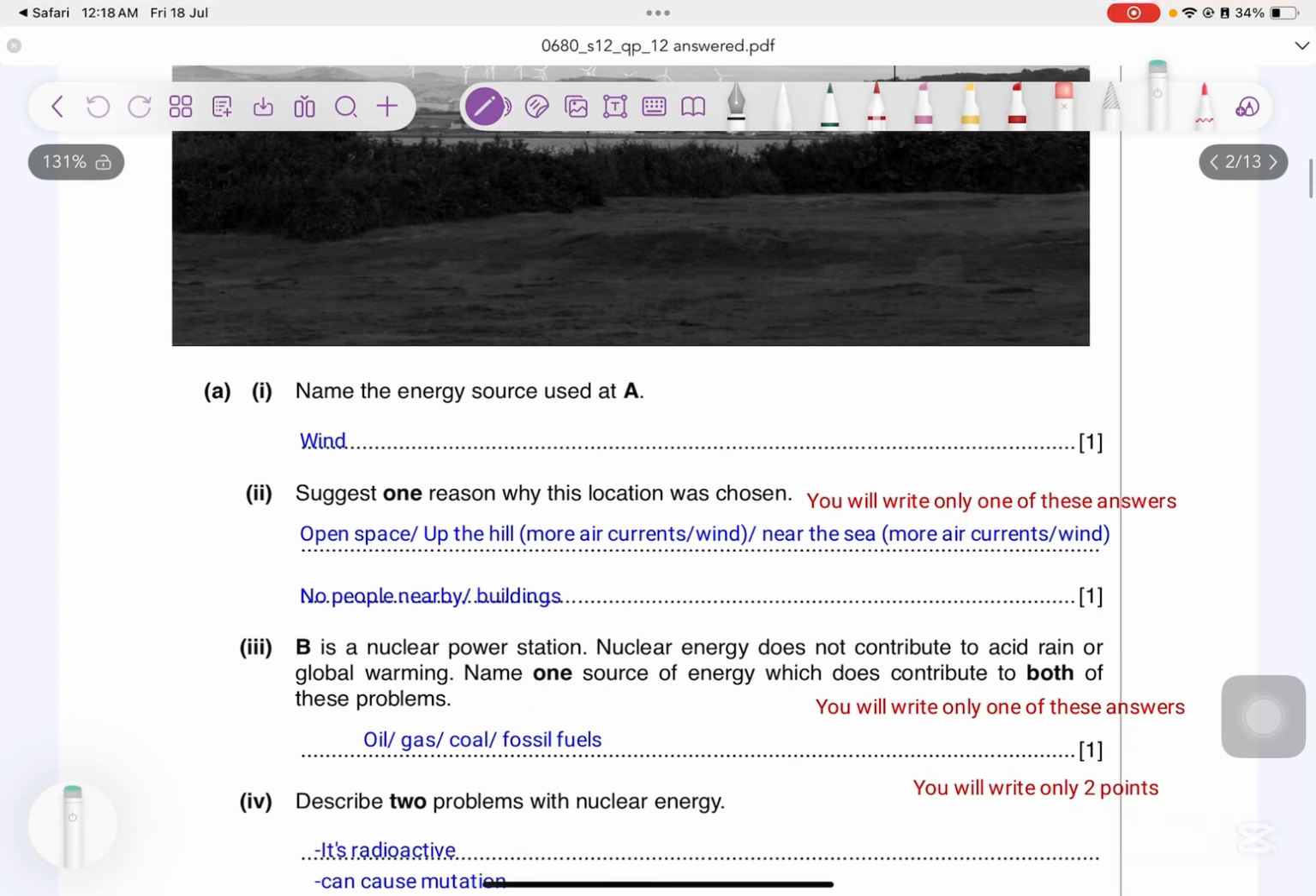When any question says suggest one reason why this location was chosen, you have to stick to that question and only write one reason. Don't force it and write more than one reason. If you're not sure about your answer, just stick to the one you think is the best or most likely answer, but don't write more than one answer. I just wrote these two so you could brainstorm and know what the mark scheme wants from you.